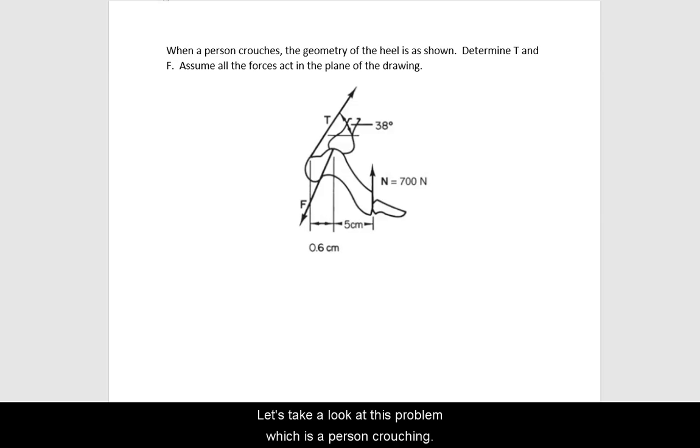Let's take a look at this problem, which is a person crouching, and we have a figure here that's the geometry of the heel. So you have the leg coming down to the foot. Here's the heel. That's the Achilles tendon here with a tension T on it. And there's a force F from the tibia down onto the heel, down onto the foot. And then we have the total weight of the person who's crouching at 700 newtons here. So the question is, what are T and F?